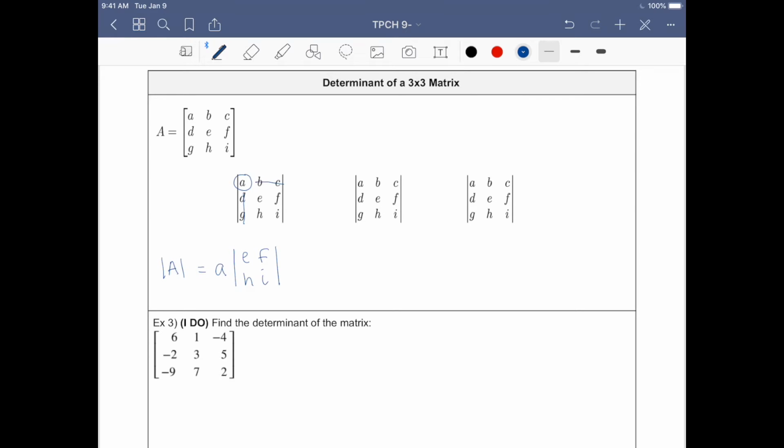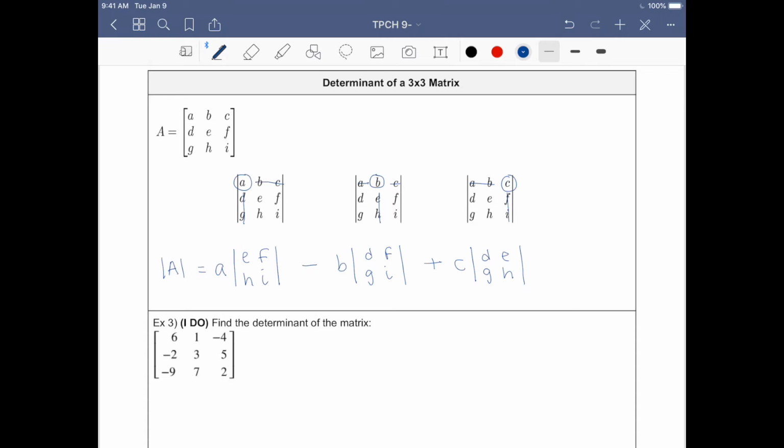And then I'm going to circle B, cross off everything in its row and everything in its column, and do the same thing here: D, F, G, I. And then lastly, I'm going to circle C, cross off everything in its row and everything in its column: D, E, G, H. And now it takes on the pattern of plus, minus, plus. So the first one is plus, the second one is minus, and the last one is plus.